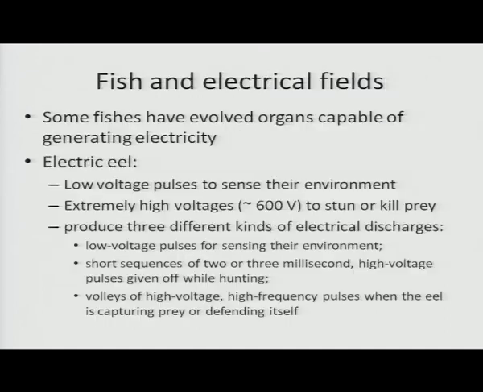So, very interesting effects that take place in nature, and I am sure all of you have heard about the very strong electric fields some fishes use for their navigation or catching prey, and one of the most famous of them is the electric eel. It actually produces different kinds of electric fields: low voltage pulses to sense the environment, extremely high voltages up to 600 volts to stun or kill the prey. And so, depending on the requirement, it either produces low voltage pulses for sensing or a short sequence of pulses for hunting, and finally, a high voltage volley, a string of high voltage pulses for capturing prey or defending itself.